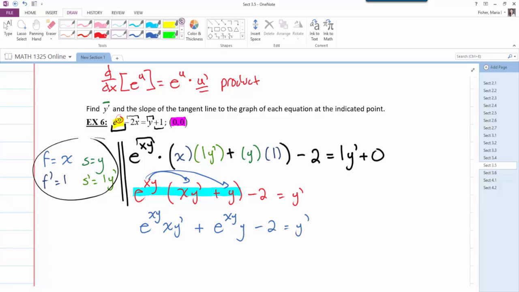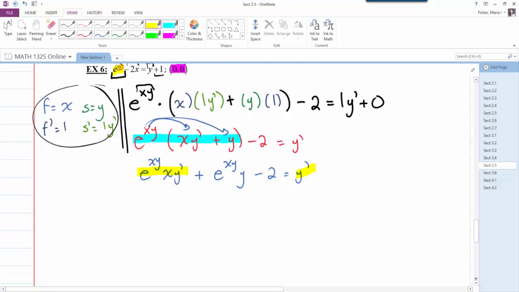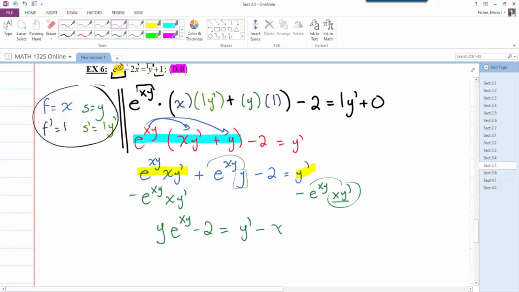So now everything with a y prime needs to get on the same side of the equal sign. This guy's got a y prime, and there's a y prime there. So I'm just going to move this over to the right. So I'm going to subtract e to the xy times xy prime. So we end up with, and I'm going to stick this y in the front, just because it's easier, y e to the xy minus 2 is going to be y prime minus, and again, I'm just going to stick these guys in the front, xy prime e to the xy.